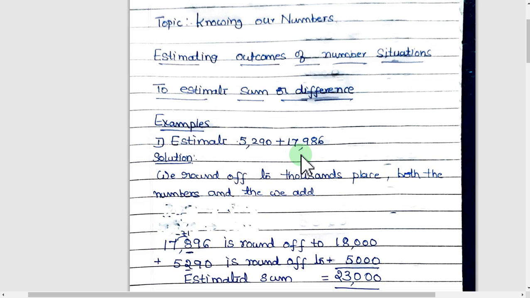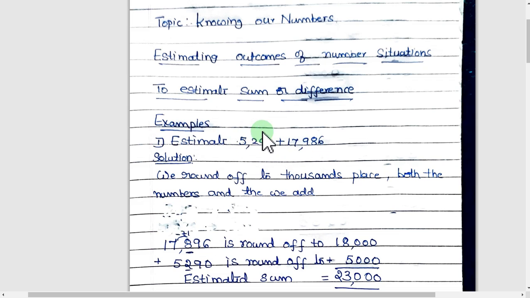While estimating the numbers, we have to think about which place to round off to. Here this contains 5 places and this 4 places. Now, we have to take the smaller number and round off to its highest place. Here highest place is 1000, but this contains 10,000 place. Even though it contains 10,000 place, we have to round it off to thousands place, because since this is rounded off to thousands place, this number also must be rounded off to thousands place.